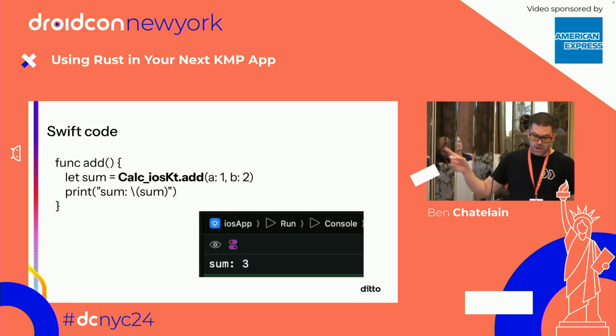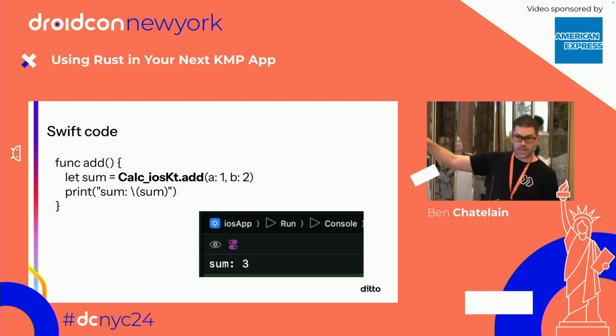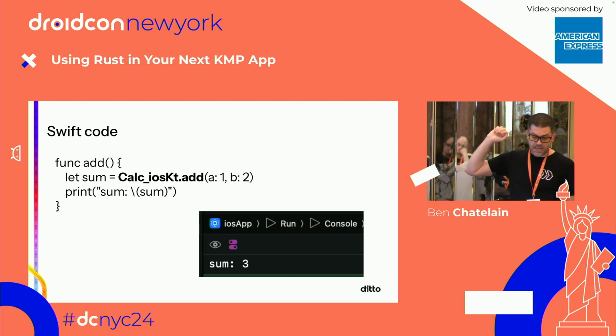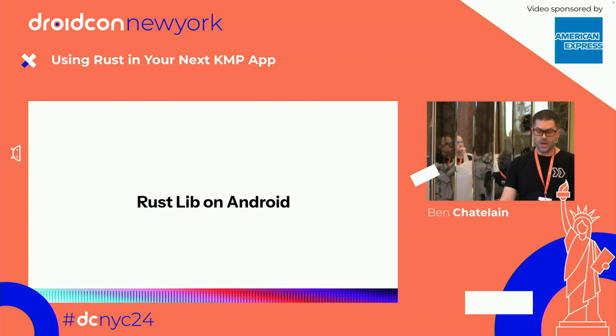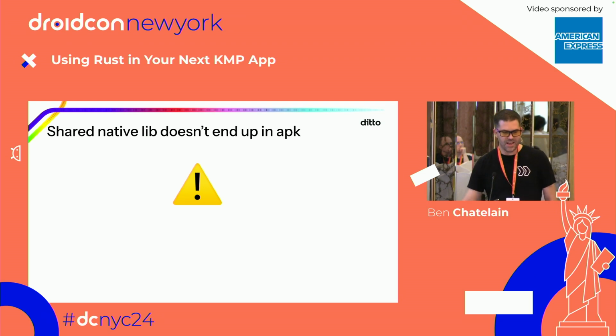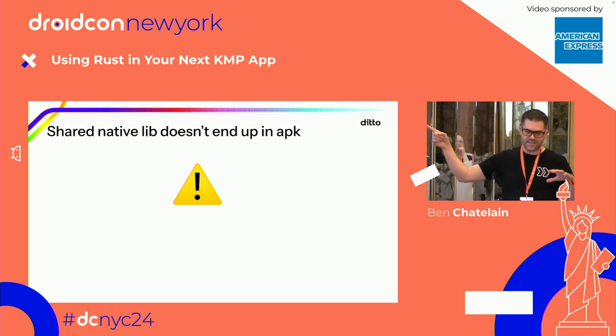Over in Swift, the way this comes out, the file name is calc.ios.kt. So this is the default name that it comes out on the other side. We can actually just call add, and that literally links straight into our Rust binary and returns the number. And here's the console showing that it worked. We'll see this live in a bit with a UI. So we're done. Now let's look at Android, where the story is a bit different. Because the shared native library doesn't end up in the APK with the default configuration.